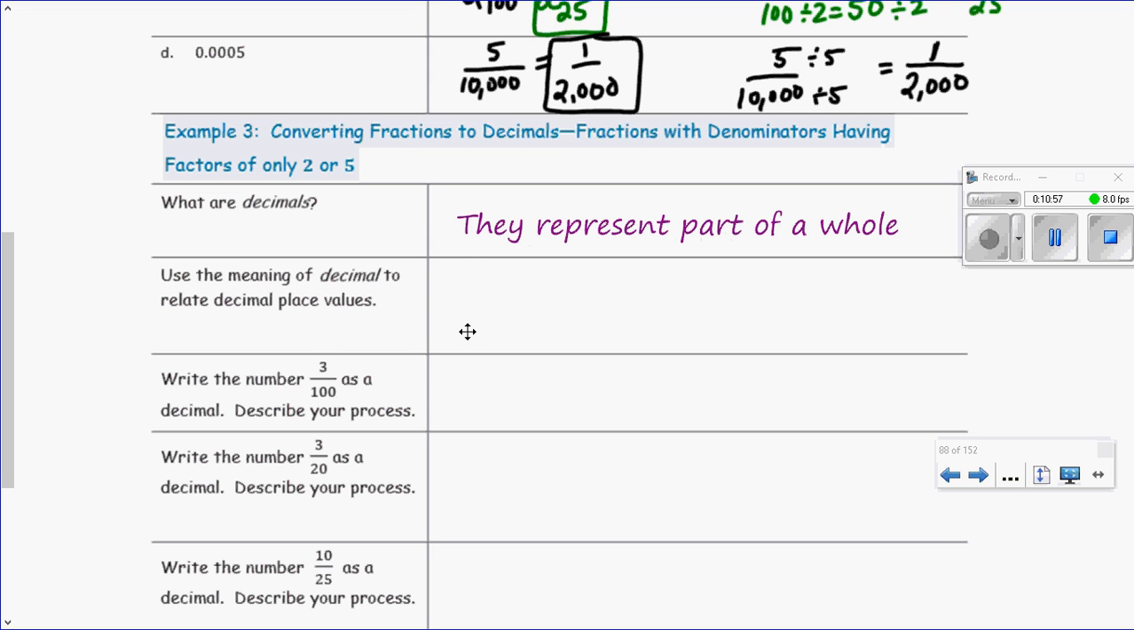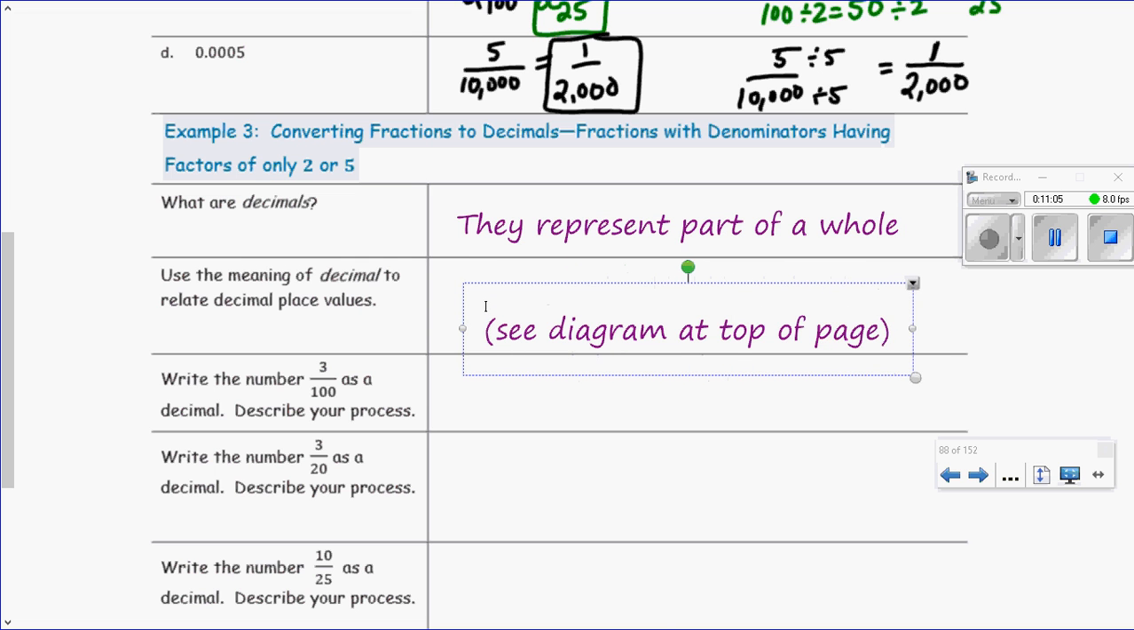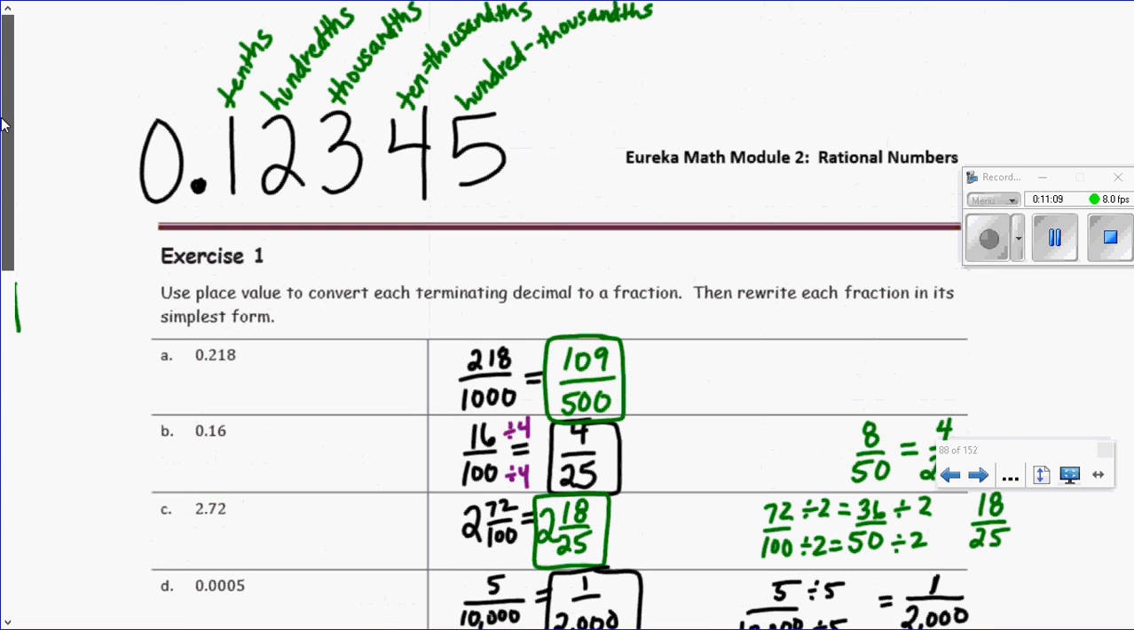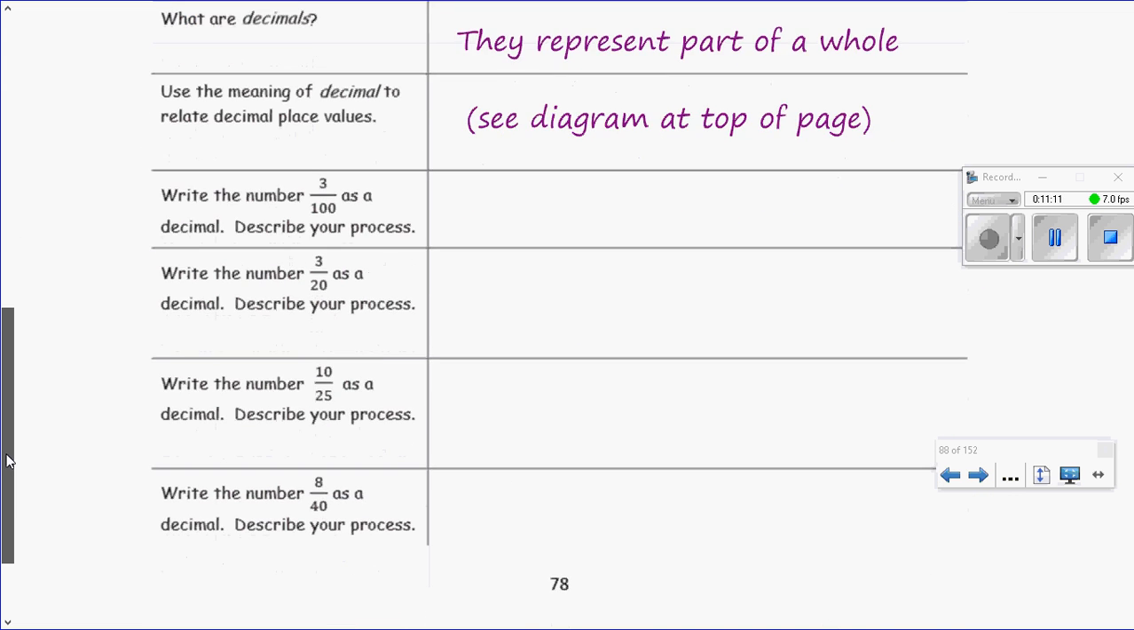Okay, the meaning of decimal relates to the place values. Let's put a diagram at the top of the page, with 0.12345, where we talked about the place values. Okay, 3 hundredths. If your bottom number, your denominator, is like 10 or 100 or 1,000, this is really cool. Again, however you say 3 over 100, that's 3 hundredths.